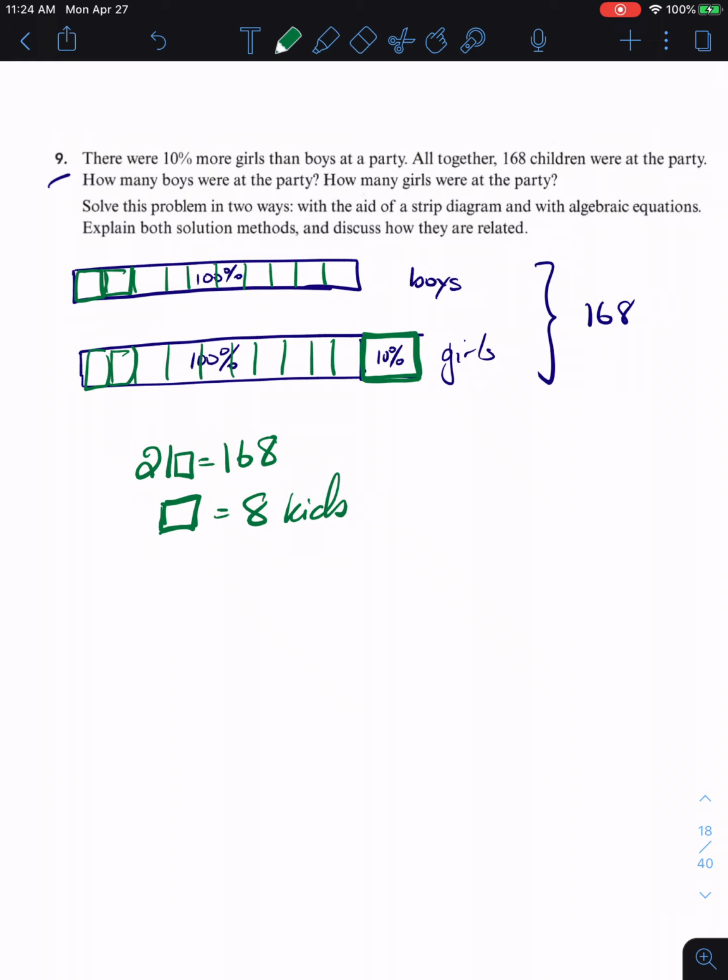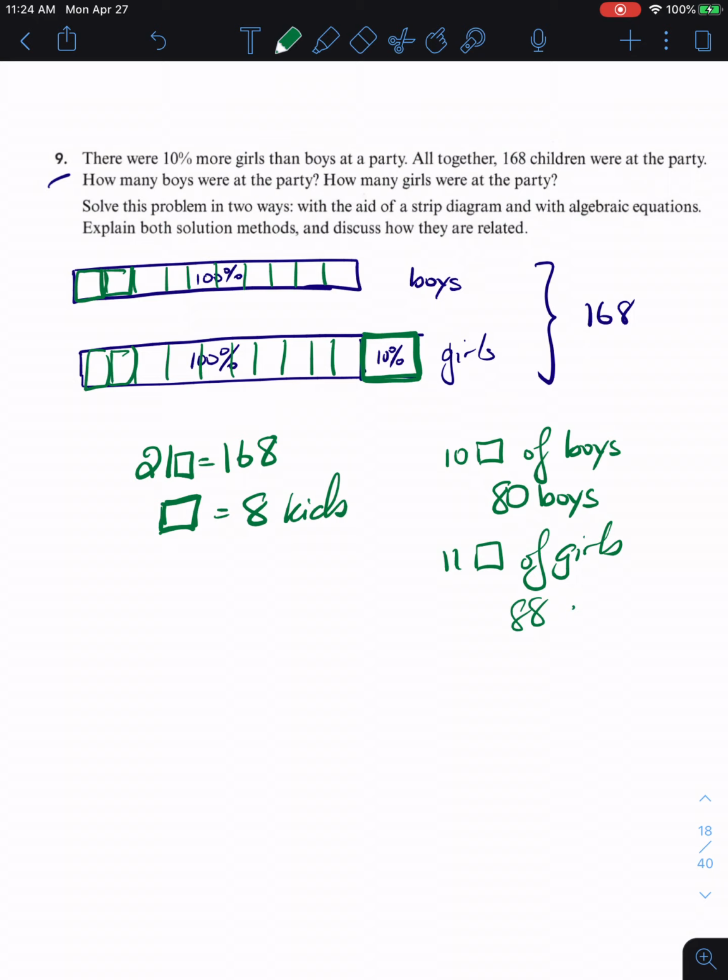So how many boys are at the party and how many girls were at the party? Well, we had 10 of the blocks of boys. So 80 boys and 11 blocks of girls. 88 girls.